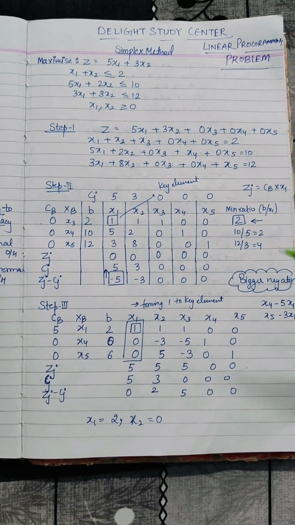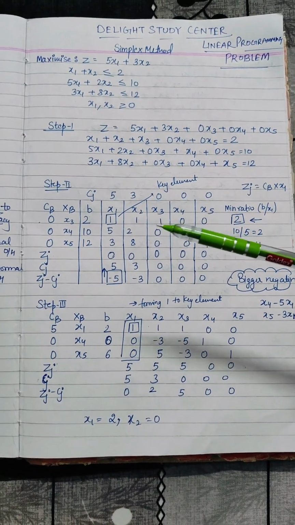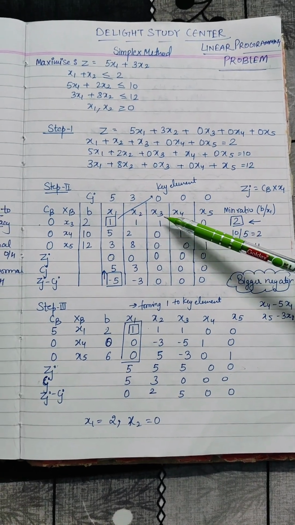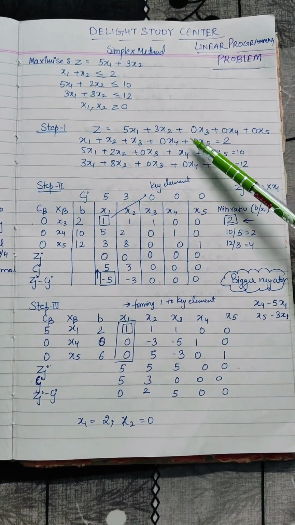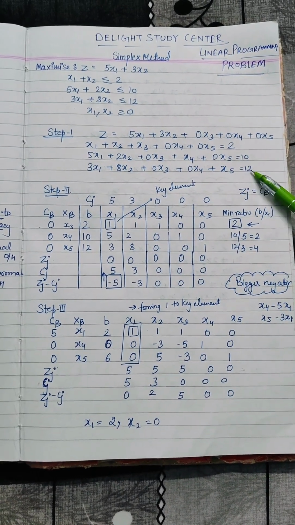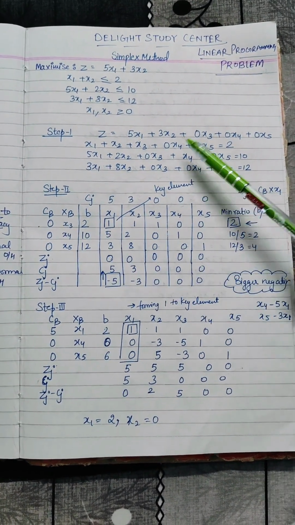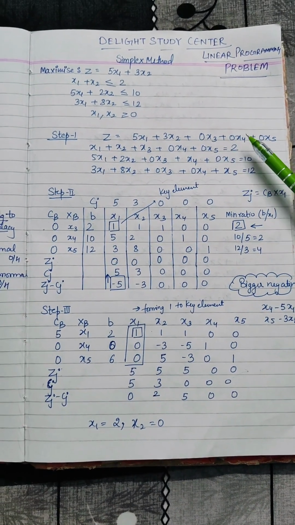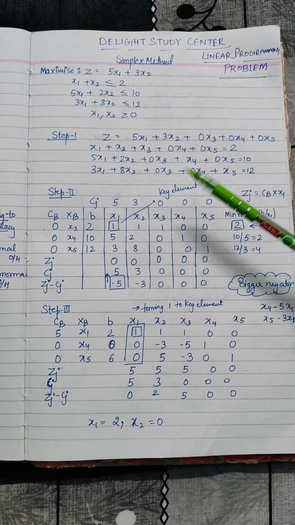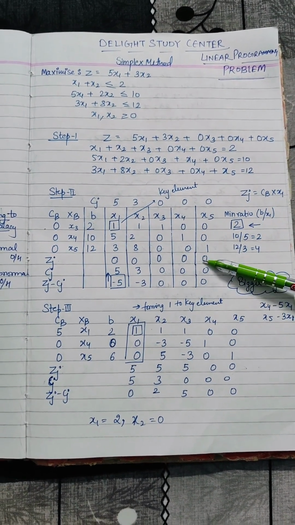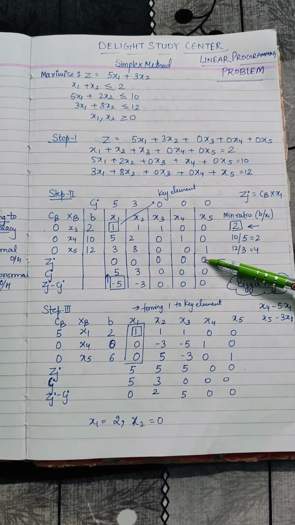We have to make a table. The first columns are cb and xb, b, x1, x2, x3, x4, x5. In this portion we write down the coefficients of all variables. B is the equals to part, the RHS, and xb are the additional variables, like x3, x4, x5, and cb is the coefficient of these variables. So the first step will be to calculate zj.